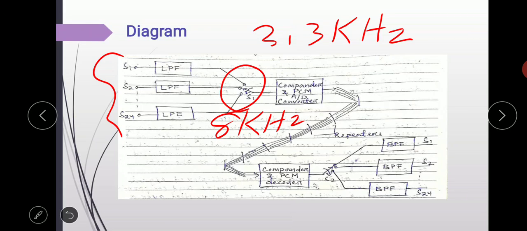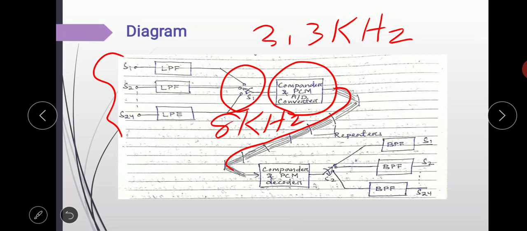Each of the time division multiplexed signals is next converted from analog to digital and companded. Means first these 24 signals are passed through the low pass filter where they are band limited to 3.3 kHz. Then it is sampled at 8 kHz frequency. Then it is converted from analog to digital here and we compress the signal. Then the resulting digital waveform is transmitted over a coaxial cable.